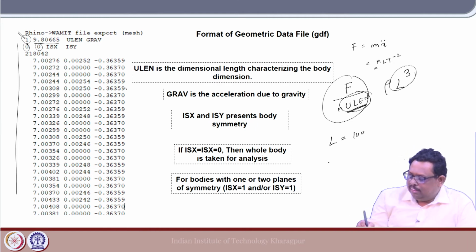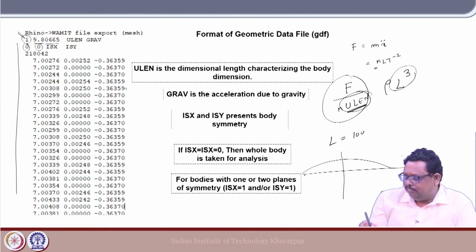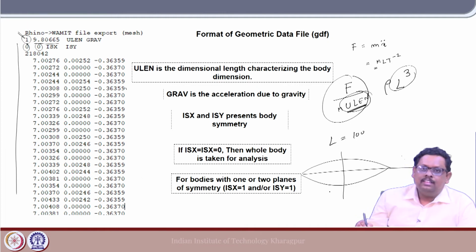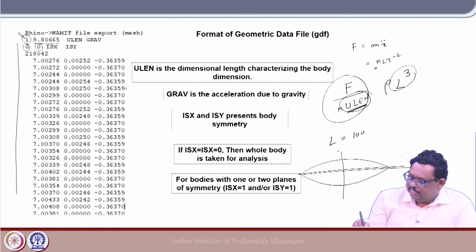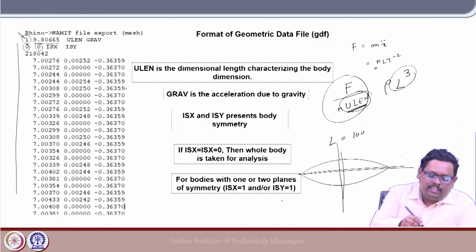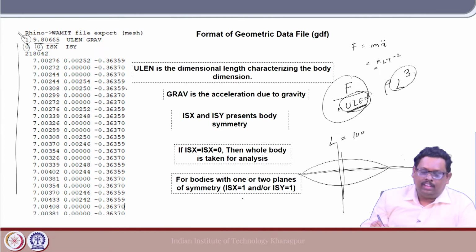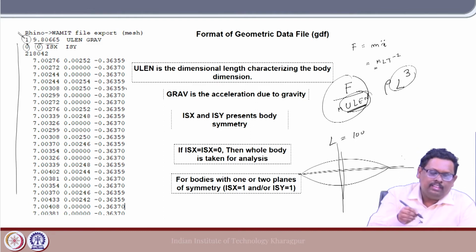symmetricity. Now, if your ship normally has port-starboard symmetry, right. And sometimes your ship is symmetric in all directions, for example, your ship is like this. So, this is symmetric about this axis, and symmetric about that axis. If it is so, we put both as 1, but if it is not symmetric, then we put 0.